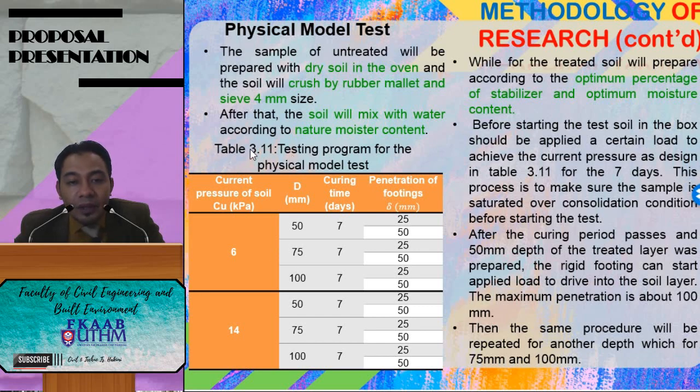So this is Table 3.11 about the testing program for the physical model test. This is the current pressure, and there are only two types of current pressure: first 6 kPa and then 14 kPa. This is the different depth of the treated layer: 50, 75 and 100. This is the curing time. This is the penetration of the footing. Here the maximum penetration is about 100 mm, but for the analysis, we only analyze 25 mm and 50 mm.